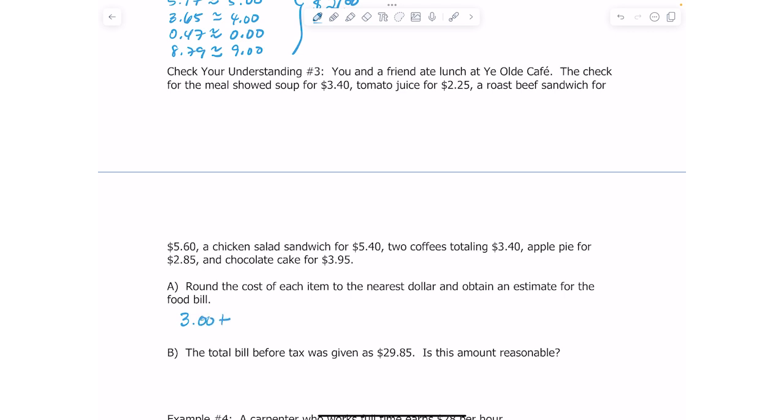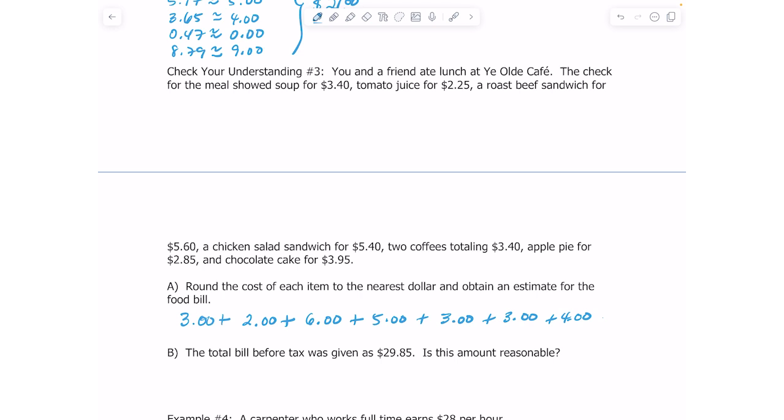And then I've got $2.25. That's going to round to $2. $5.60 would round to about $6. $5.40 would round to $5. $3.40 would round to $3. $2.85 would also round to 3, and then chocolate cake would round to 4.